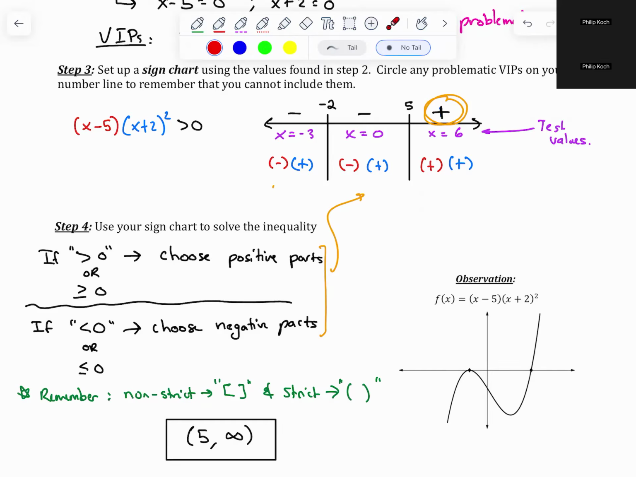Yes. And so I'm going to actually highlight that in orange. So you should pick the positive. Exactly right. Because we're dealing with a strictly greater than, as Thomas said, we need to choose the positive pieces.